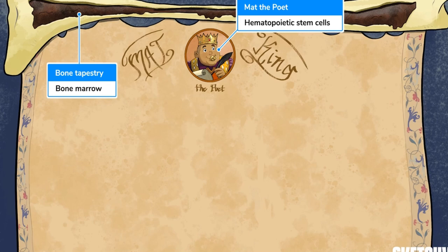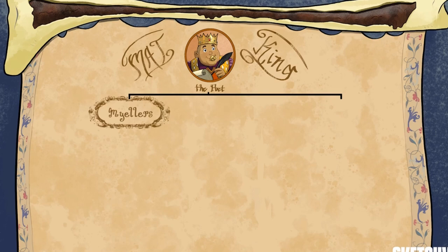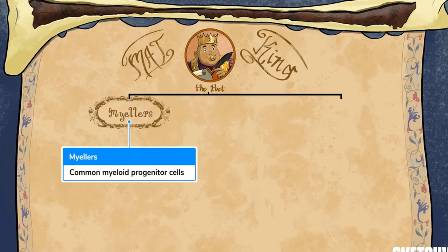These cells will eventually differentiate. This one hematopoietic stem cell gives rise to erythrocytes and platelets and leukocytes, which is the branch that we're primarily interested in here. So hematopoietic stem cells give rise to two types of progenitor cells, just like our King Matt here gives rise to two branches of his family. On one side, beneath His Majesty, we have the myelar family. We'll use those to symbolize the common myeloid progenitor cells, which will become granulocytes and monocytes. Don't worry, we'll come back to what all of that means.